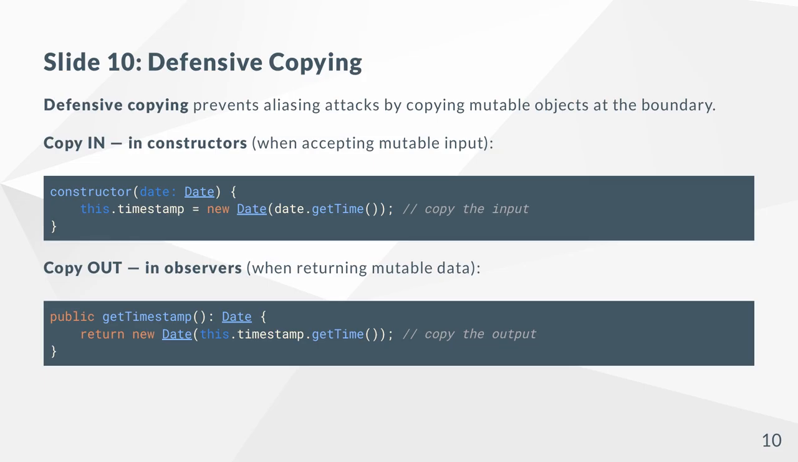Defensive copying breaks the aliasing attack by copying mutable objects at the abstraction boundary. Copy in the constructor, do not store the parameter directly. Create a new date from the input's value. Copy out. In every observer that returns a mutable object, return a copy, not the original. The client's date and the internal date are now completely separate objects. Mutations to one cannot affect the other.